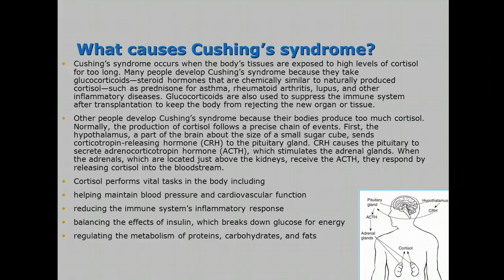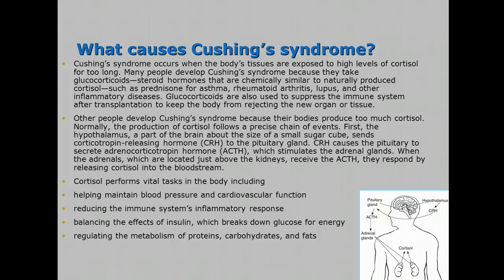Normally, the production of cortisol follows a precise chain of events. First, the hypothalamus, a part of the brain that we talked about, releases corticotropin-releasing hormone. This tells the pituitary to secrete adrenocorticotropic hormone, which stimulates the adrenal glands. When the adrenals, which are located just above the kidneys, receive the adrenocorticotropic hormone, they release cortisol into the bloodstream. It has several effects. Cortisol performs vital tasks in the body, including helping maintain blood pressure and cardiovascular function.